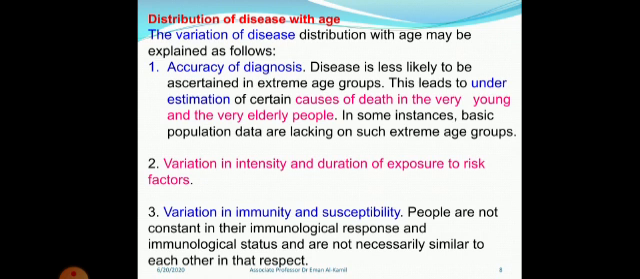Variation in immunity and susceptibility. It has been stated that people are not constant in their immunological response and immunological status, and are not necessarily similar to each other in that respect. So the immunological status is variable between individuals. Some individuals have good immunity because immunity depends on many factors. For example, individuals with malnutrition have low immunity, so they are more liable to have infections, severe infection or superadded infection.